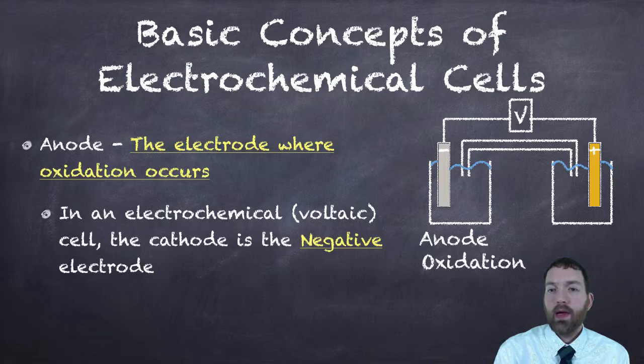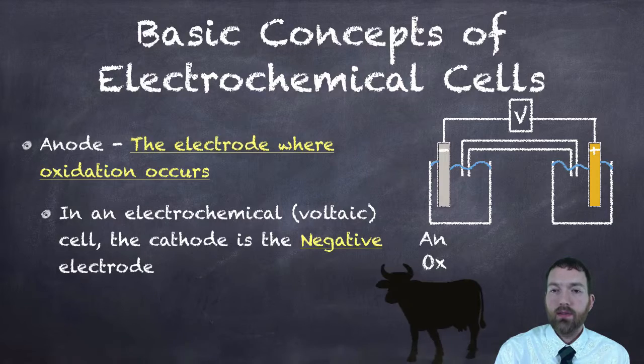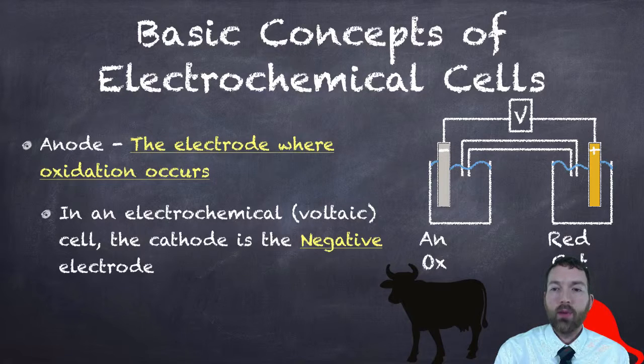And to remember that oxidation happens here, just like in the red cat example, we'll just take away some of these letters and we get an ox. So think of an ox. Some people even sell t-shirts that have red cats riding on the back of oxes. It's a little bit of a chemistry joke. So if you remember red cat and ox, you remember reduction happens at the cathode and oxidation happens at the anode.